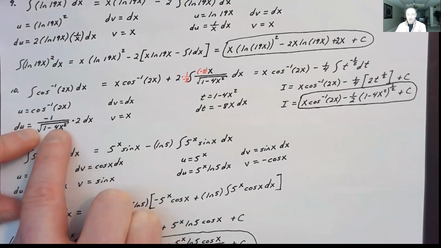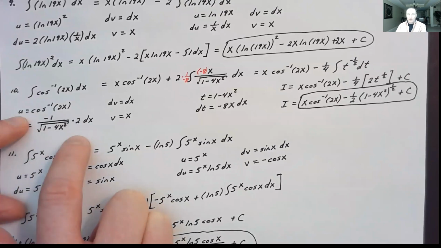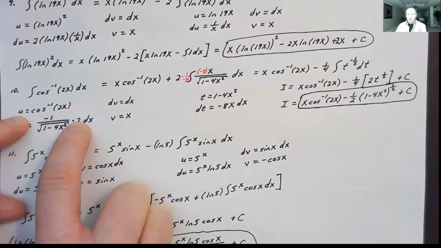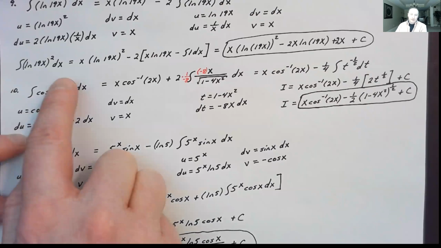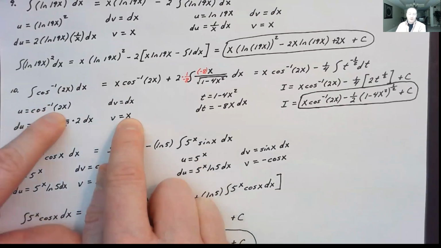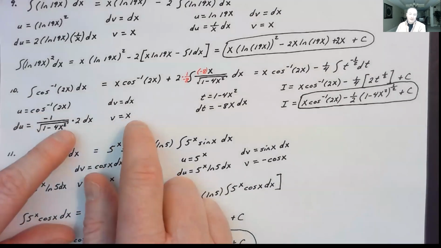I went ahead and wrote that as 4x squared. Normally, if you show all of your steps, you'd say negative 1 over the square root of 1 minus the group 2x quantity squared times the derivative of what's on the inside. Well, that's a 2. So now I can go ahead and say, well, of course, that derivative is with respect to x. When I go back to my problem now, I can say then this integral is equal to u times v, x inverse cosine of x. And then it would be minus the integral of v du.